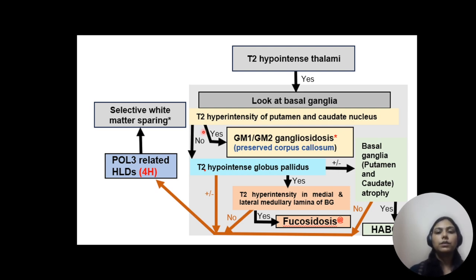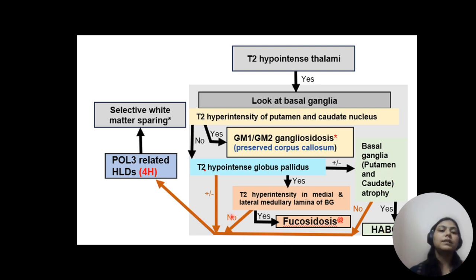If it is not so, then look at the hypointense globus pallidi. If they are hypointense and there is presence of T2 hyperintensity in the medial and lateral medullary lamina of basal ganglia, it can be fucosidosis. It may or may not be hypointense, but if there is basal ganglia atrophy, then it is H-ABC.